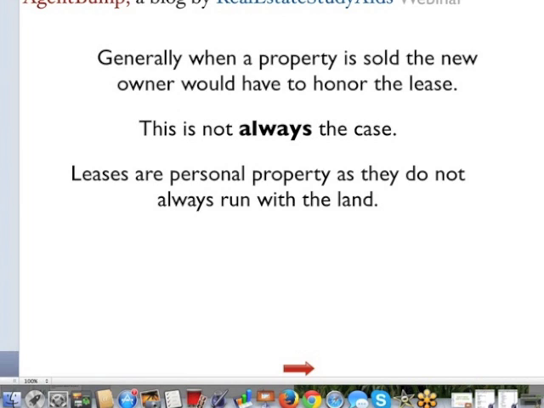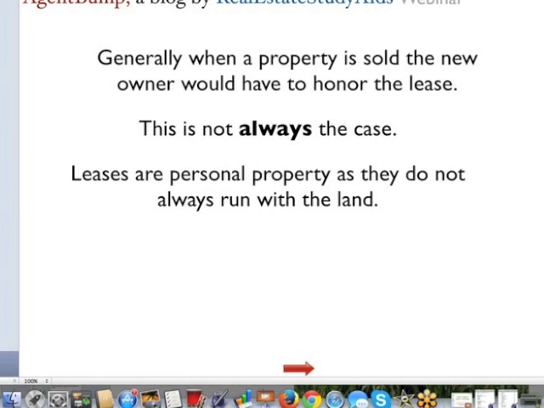Okay, generally when a property is sold, the new owner would have to honor the lease. This is not always the case, going back to my premise of what is legally right and what is just general practice. Okay? Leases are personal property. Excuse me, what is personal property?